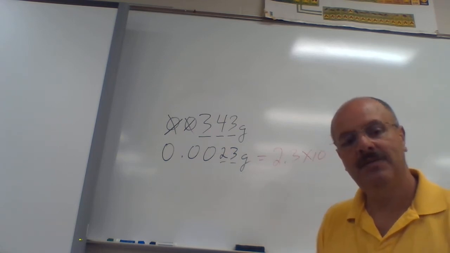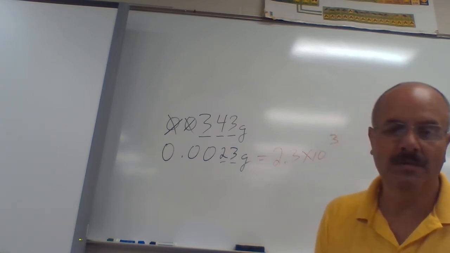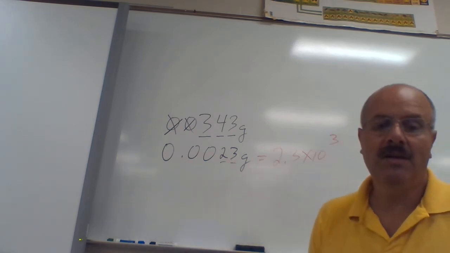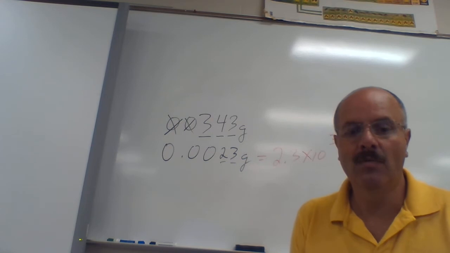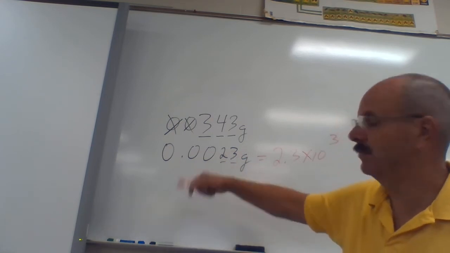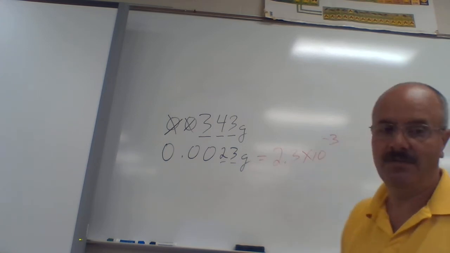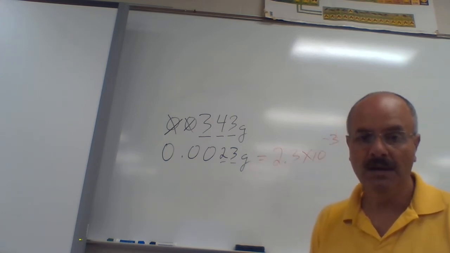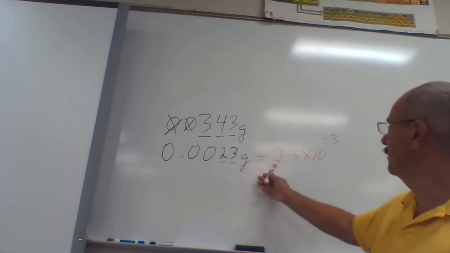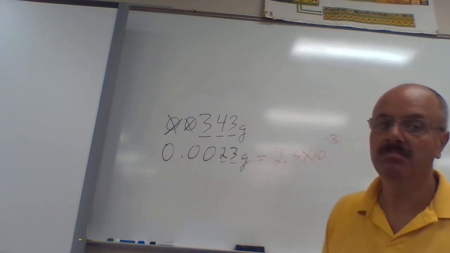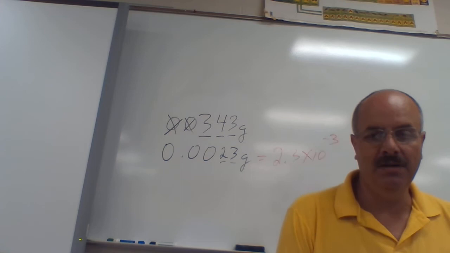And then we have to know, is that 3 positive or negative? The way I try to teach this is to go back to the original number. Is that number bigger or smaller than 1? That number is way smaller than 1. Because it's smaller than 1, this is a negative 3. So now that I've rewritten it, this number over here is exactly the same as that number. It's just a different way of writing it.